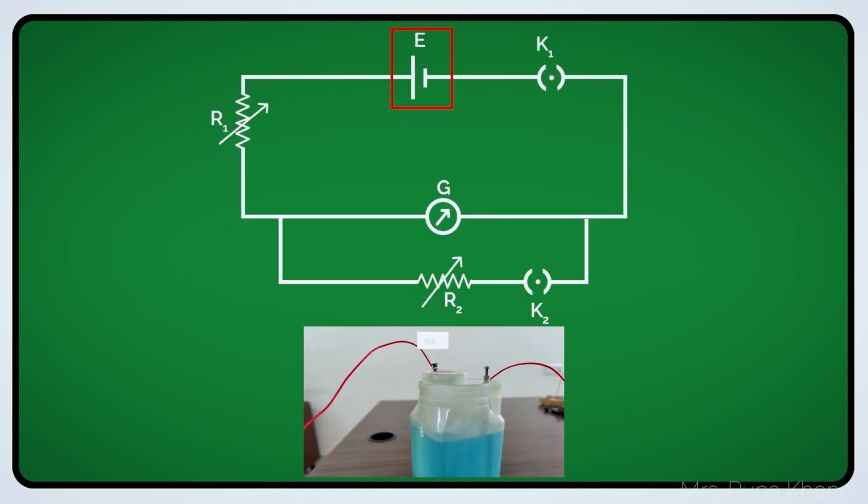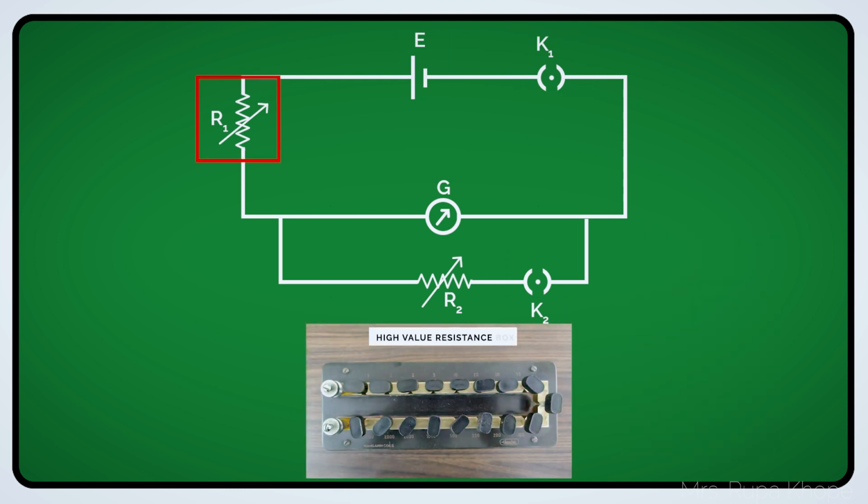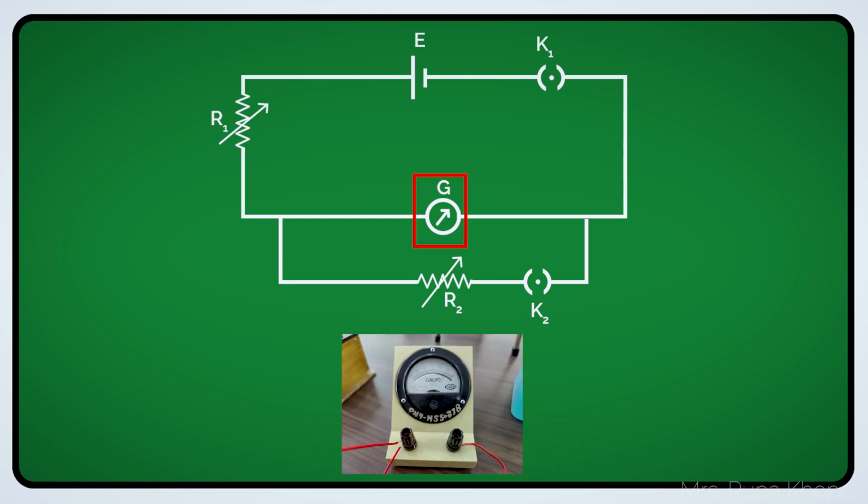We have taken one cell, and in our lab we have taken a Daniell cell. This is key K1, this is key K2. This resistance box is a high value resistance box, we call it R1. Low value resistance box, we call it R2, and this is our galvanometer.